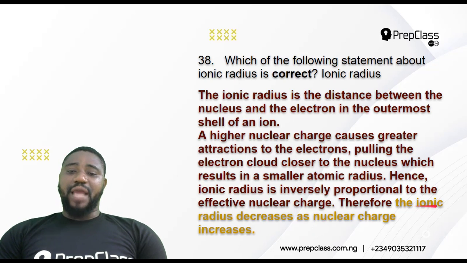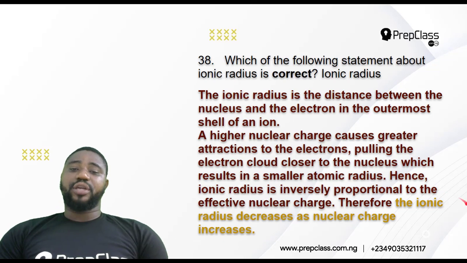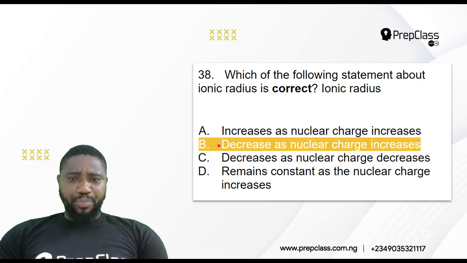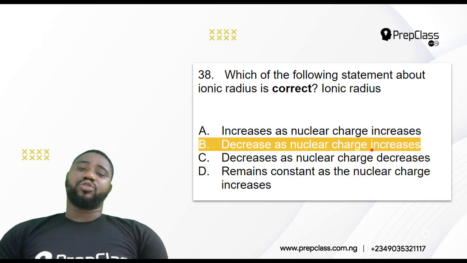So therefore, the ionic radius decreases as nuclear charge increases. So if ionic radius decreases, that means that the atom has a higher nuclear charge. So which one goes there? Option B. The ionic radius decreases as nuclear charge increases. So option B is the correct answer.